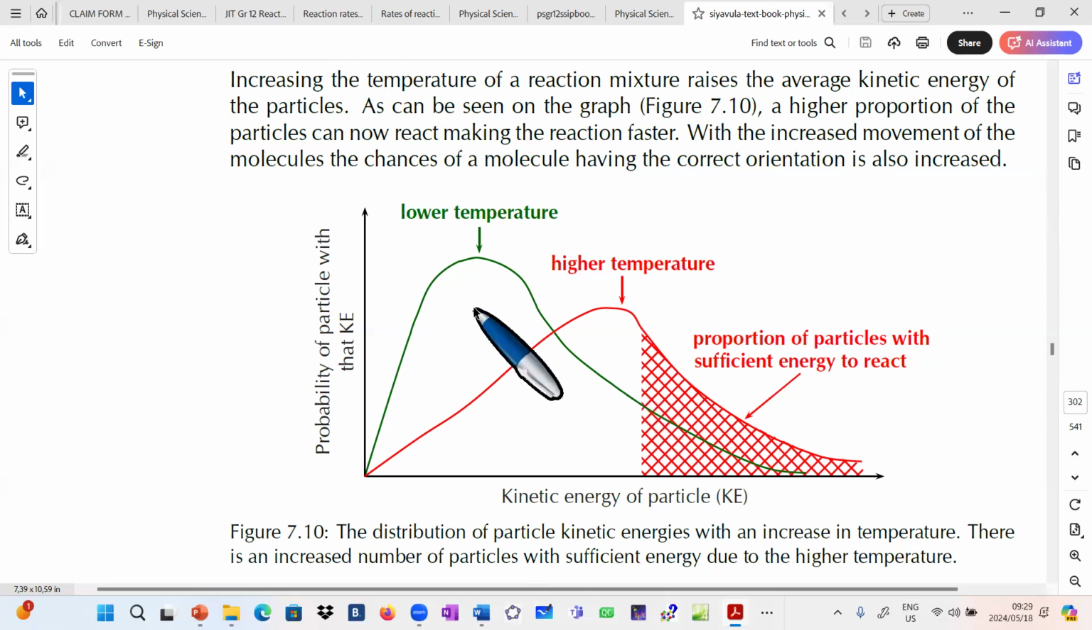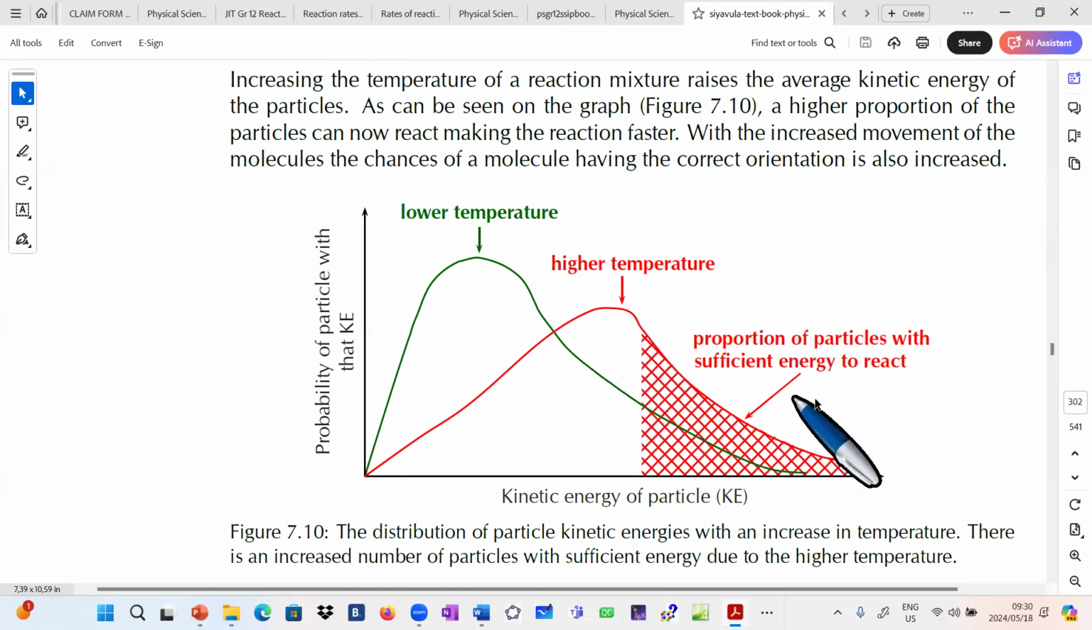With the increased movement of the molecules, the chances of a molecule having the correct orientation is also increased. Higher temperature, the peak is a bit less. So the graph sort of flattens.